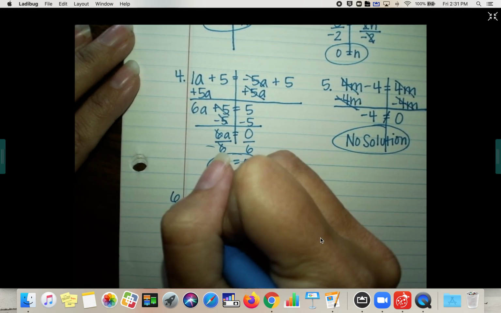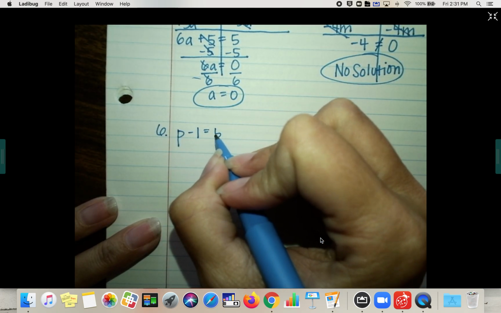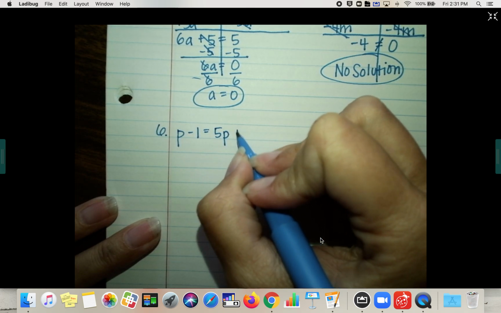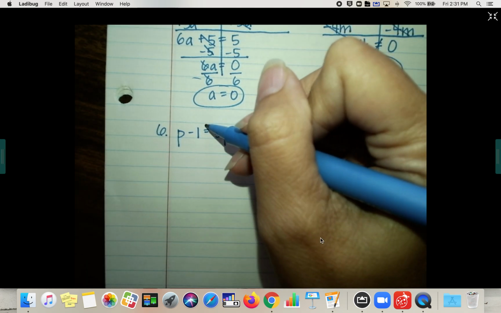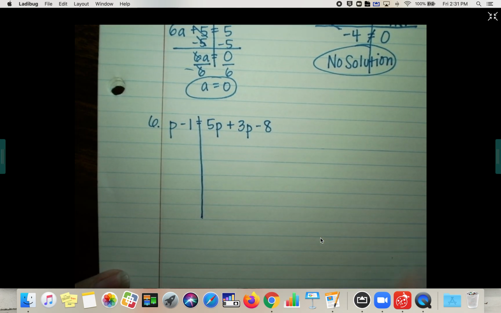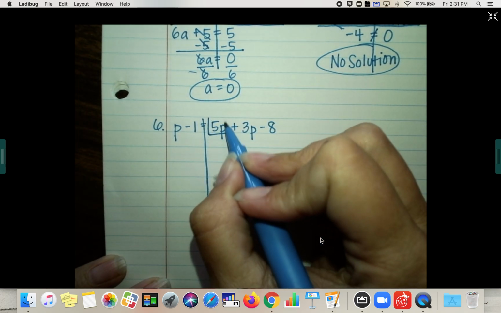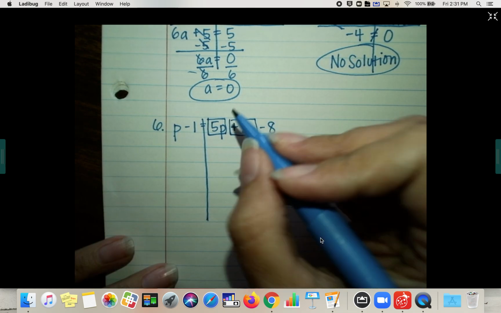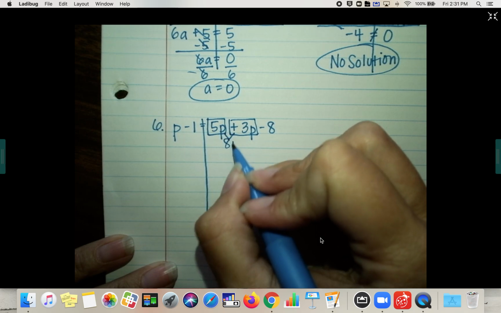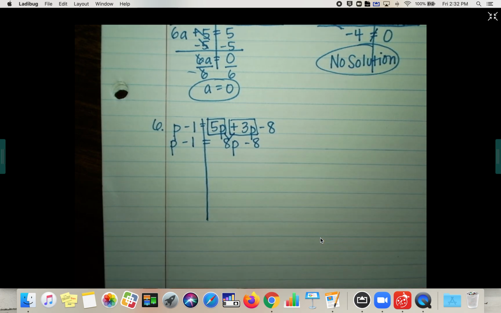All right, let's try number 6. P minus 1 equals 5p plus 3p minus 8. Okay, combine like terms. None on this side, but we have some over here. We have a 5p plus 3p. So what is 5p plus 3p? 5p plus 3p is 8p. Bring down minus 8. Bring down p minus 1.